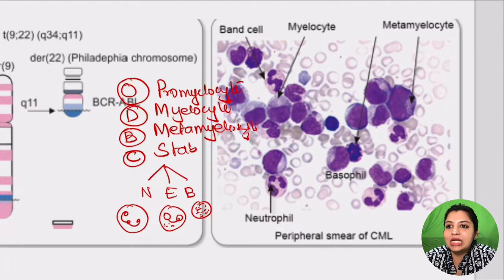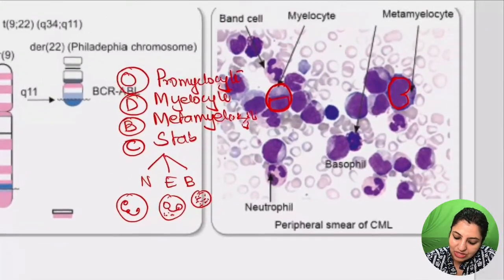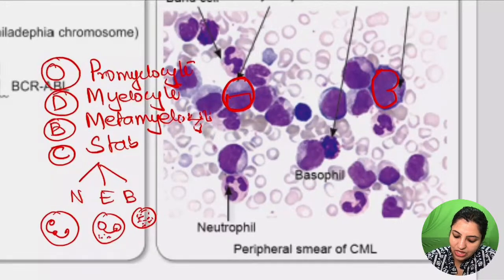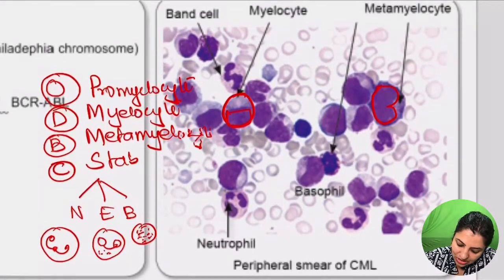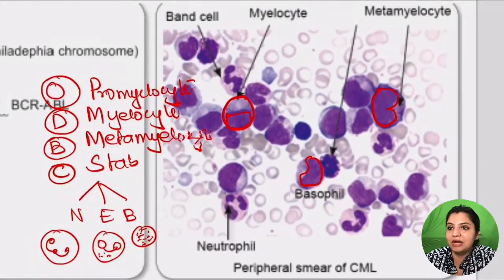Once we are clear with this, look at this cell. Everybody, can you see this D-shaped cell here? This is a myelocyte. Can everybody focus on this B-shaped cell here? This is basically your metamyelocyte. Can you see the cell again? This is a B-shaped cell, metamyelocyte.